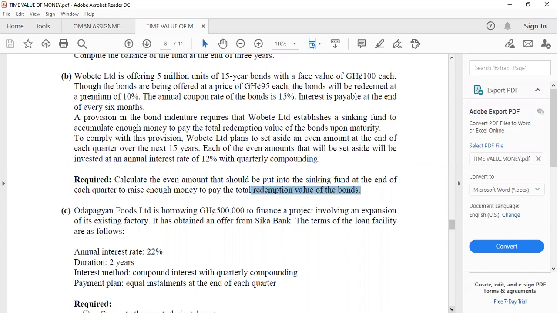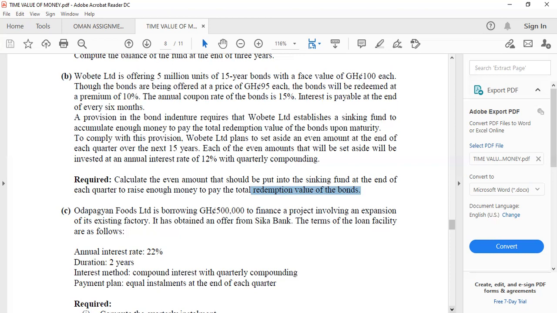Part C. Jam Foods Limited is borrowing 500,000 to finance a project involving an expansion of its existing factory. It has obtained an offer from Sika Bank. The terms of the loan facility are as follows. Annual interest rate is 22%. Duration is 2 years. Interest method, compound interest with quarterly compounding. Payment plan, equal installment at the end of each quarter.